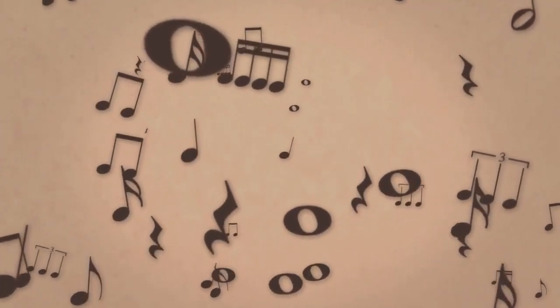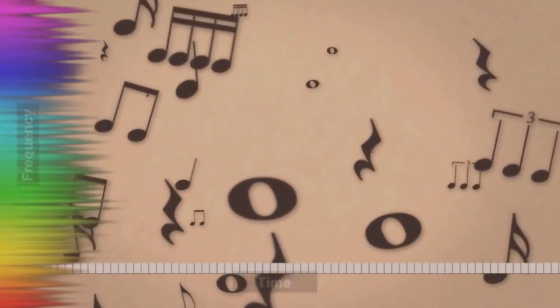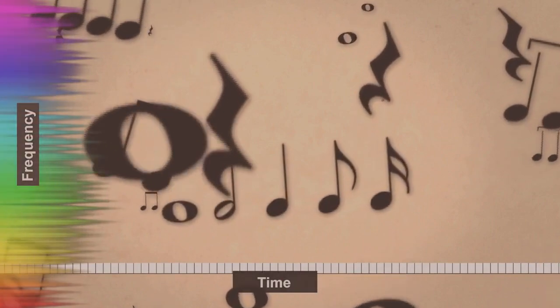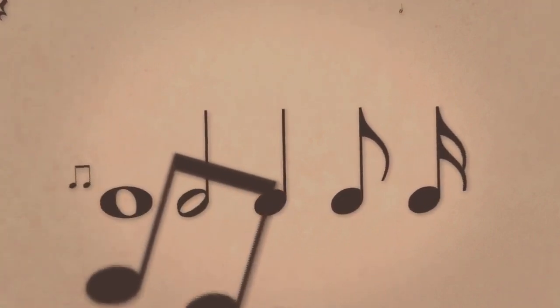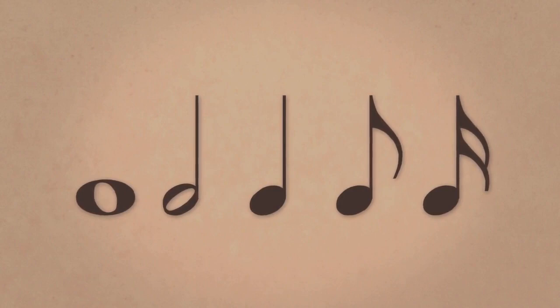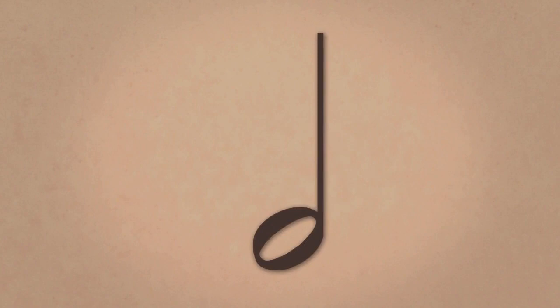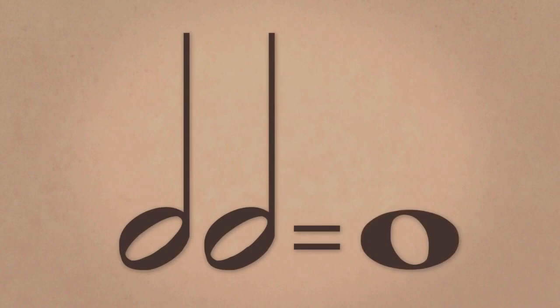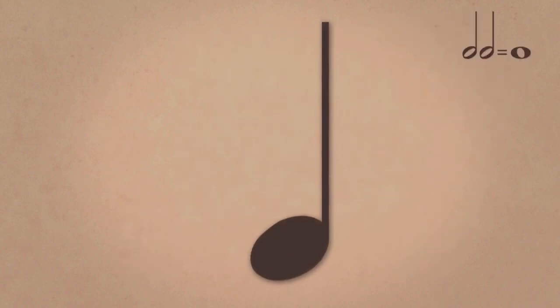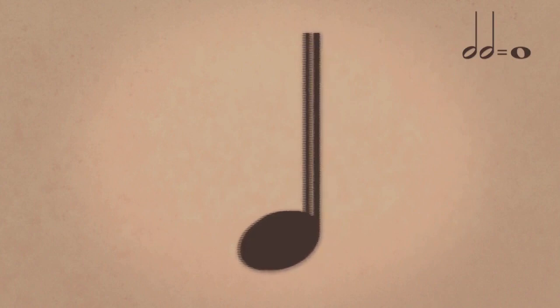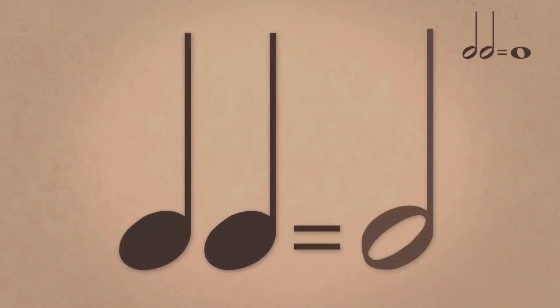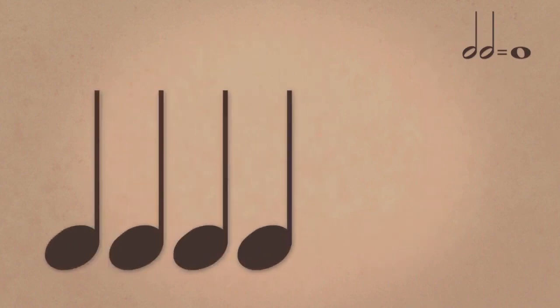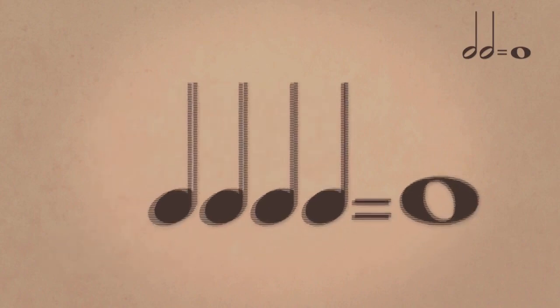A note represents the pitch and duration of a musical sound. Let's begin with duration or note value. Here are 5 note values. A whole note, which is a circle. A half note, which is a circle with a stem, so 2 half notes equal 1 whole note. A quarter note is like a half note, but it's filled in. 2 of these equal a half note. 4 of these equal a whole note.